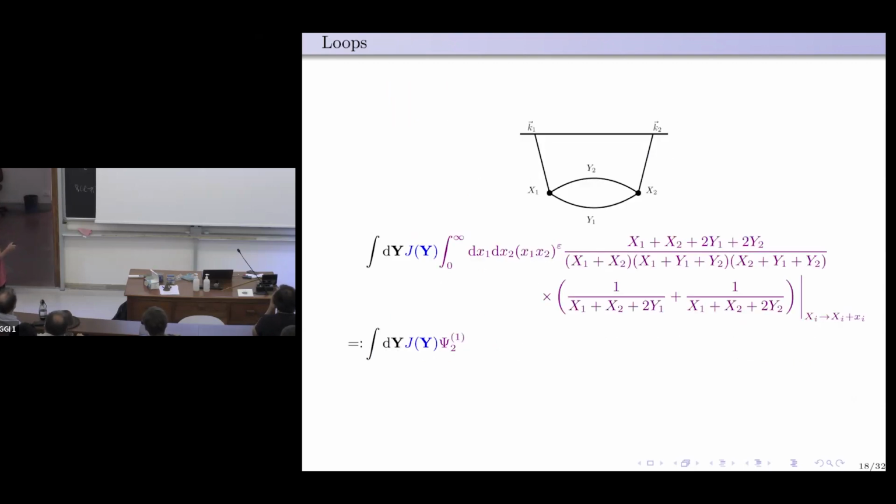And so far I have just talked about the story on tree-level cosmological correlators, but we can have a very parallel story on loops. For any loop-level correlator, one can express it as an integral over this loop momentum y times the Jacobian, with such an integral similar to the tree-level case.